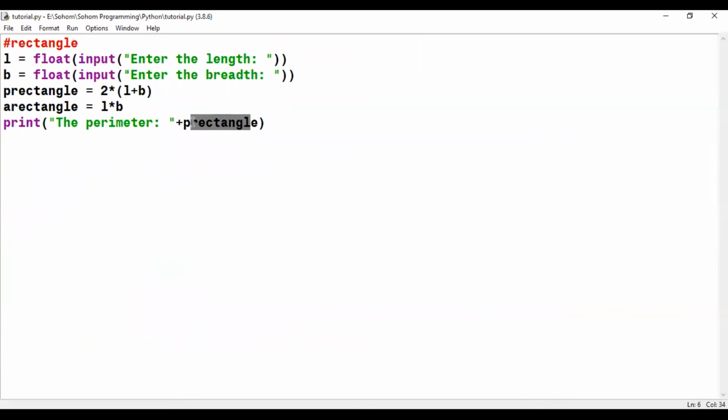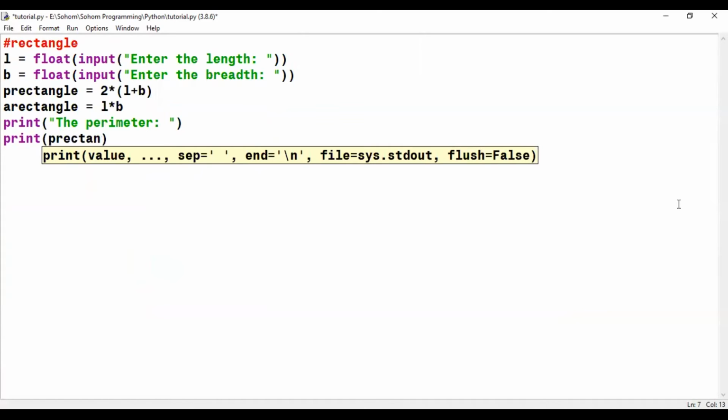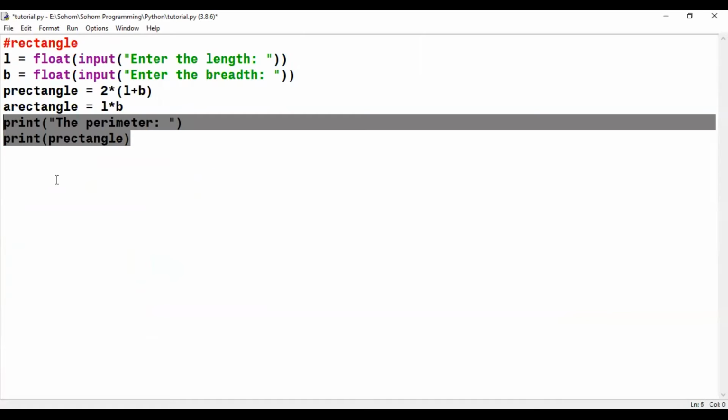So instead of writing like this, I can just write it like print, and then next line. And similarly, I can write the area about this.